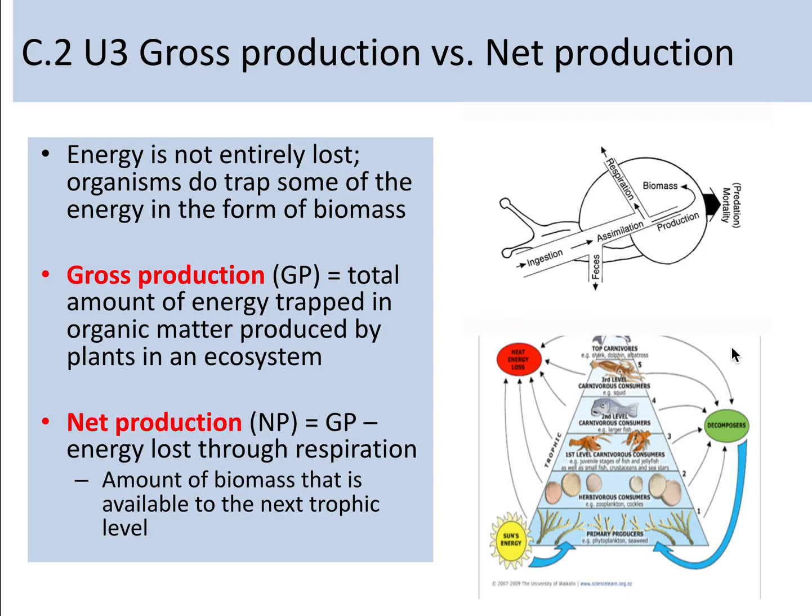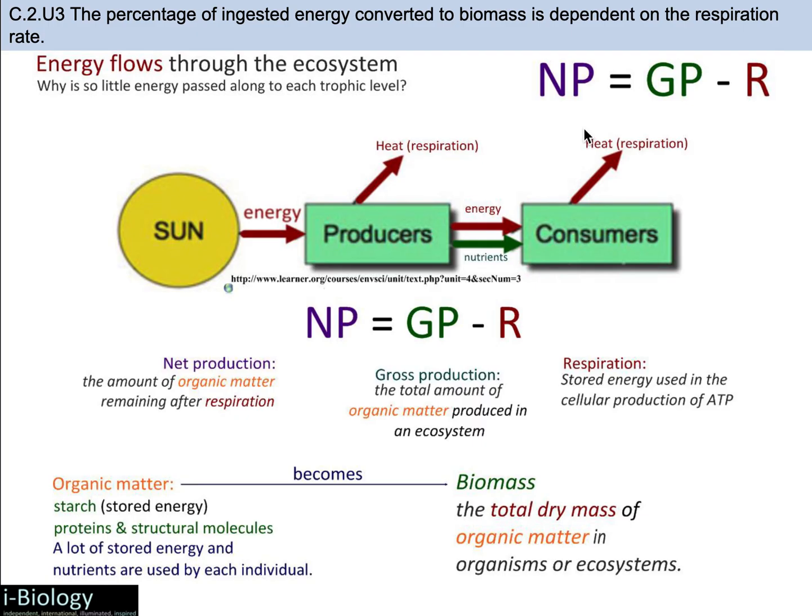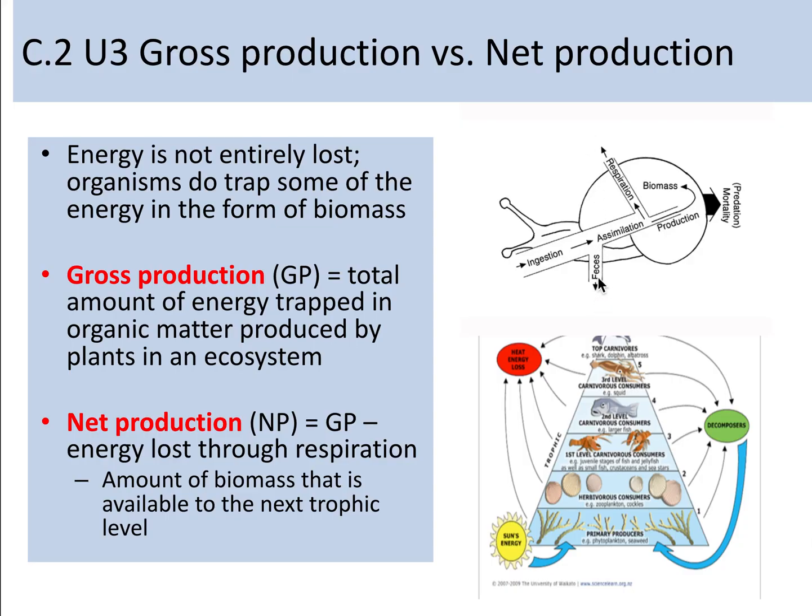Okay, so this is going over gross production versus net production, and we talked about this in the last lecture. Let's remember that energy is not entirely lost in a food web or in a food chain. Organisms do trap some of that energy and it forms biomass. So in this snail here, even though it ingested a bunch of food, it assimilated it, it produced ATP, and then it's storing it as biomass. But it is losing some of that energy through respiration to make its ATP, and also through its own feces or decomposition, and also just heat, right?